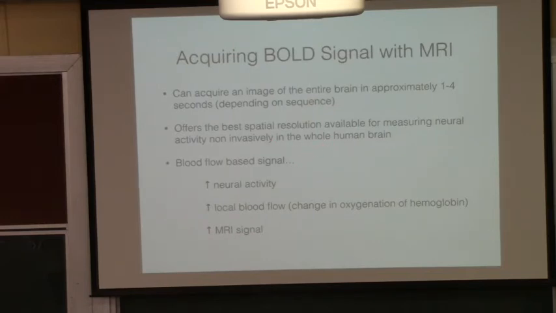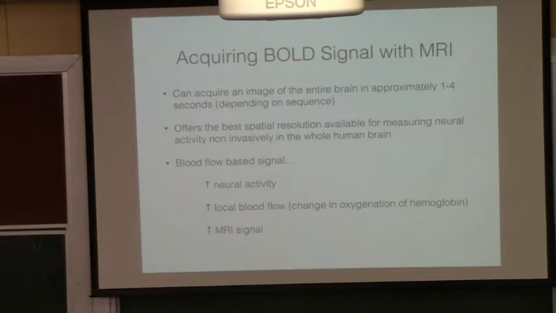So, when Ed Connor or Kathy Cullen are doing their experiments and they're recording from neurons, they can only sort of focus on neurons in very specific parts of the brain. Here, we're able to image the entire brain and look at brain activity over the entire brain and then look at connectivity between different parts of the brain, although we're limited by our temporal resolution when we do that.